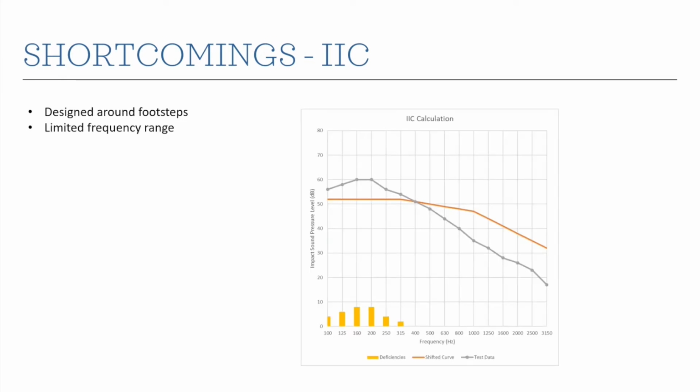So IIC. We have some similar things here. So the IIC was designed around footsteps. And in multifamily housing, I think in large part, footsteps are probably still the biggest or one of the biggest sources of complaints for structure-borne sound. And the frequency content, the characteristics of that sound, I don't think have changed too much over the years in terms of the way we walk. But it does still have a limited frequency range. Here for IICs, we go from 100 hertz, the low end, to 3,150 hertz at the high end.